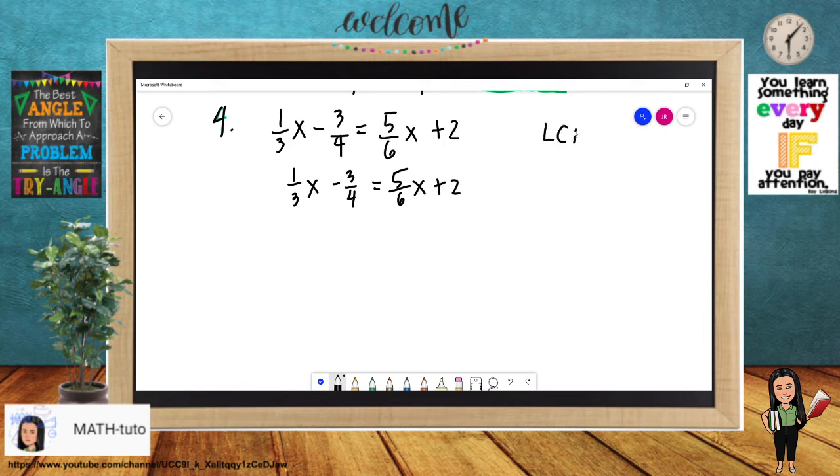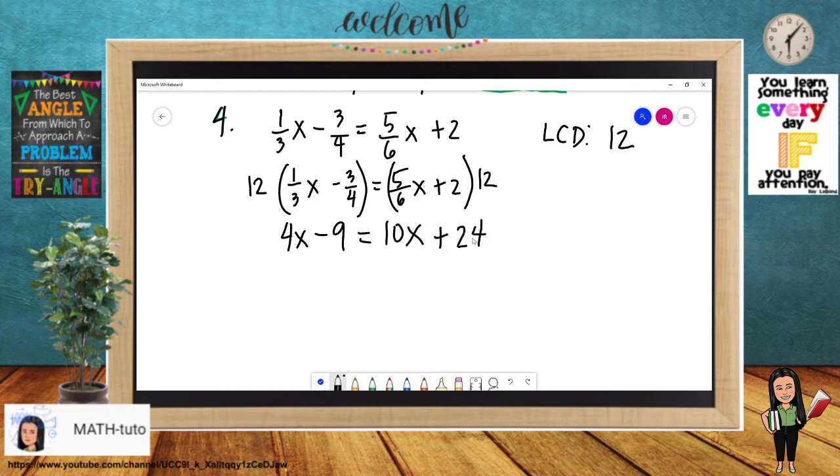What is the LCD? LCD of 3, 4, and 6 is 12. Yan. When we multiply both sides by 12. Okay? This is 4x. Dito naman, minus 9. Okay? Equal to 5/6x times 12 is 10x. Okay? Plus 24.